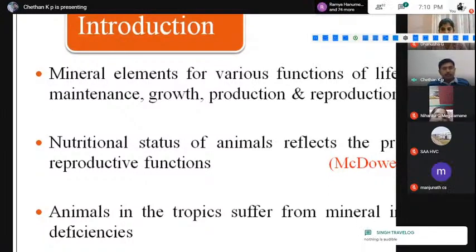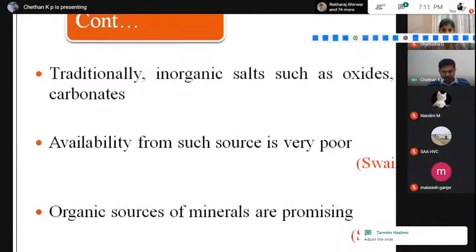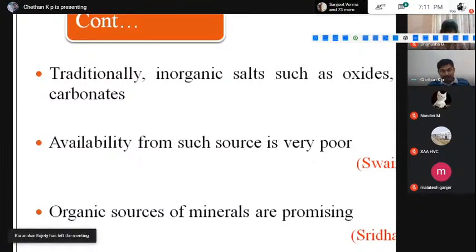Traditionally, the inorganic salts such as oxides, sulfates, and carbonates are supplemented in the concentrated diet as a mineral mixture, and they are fed to the animals. Availability from such sources, that is inorganic salts, is very poor. That means if you think about copper oxide, it is hardly 15% available. If you supply 100 milligrams, only 15 milligrams is available. So the cost will also increase.